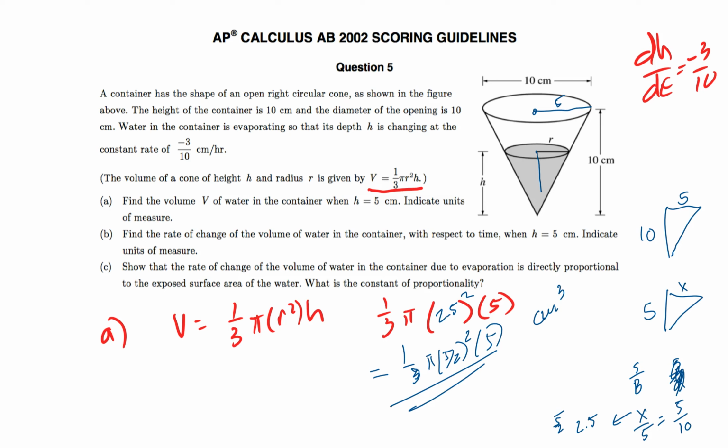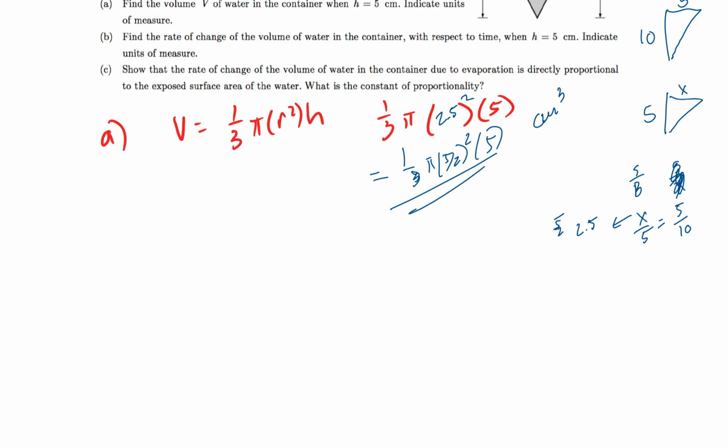Volume is cubed, area is squared. Anytime you take a derivative, you add the time. Anytime you integrate, you lose it. So that's A. B: find the rate of change of the volume of the water container with respect to time when h is 5. Indicate units of measure. So for B, now we're going to do a related rates question. We want dV/dt when the height is 5.